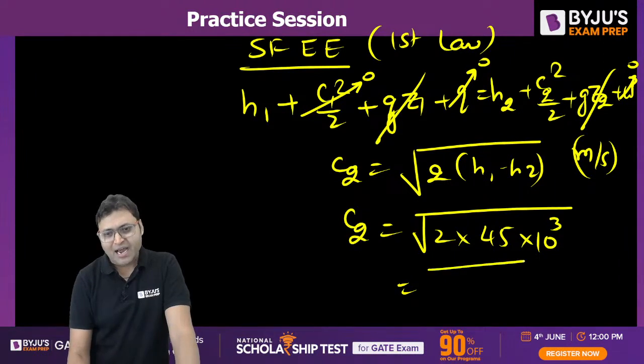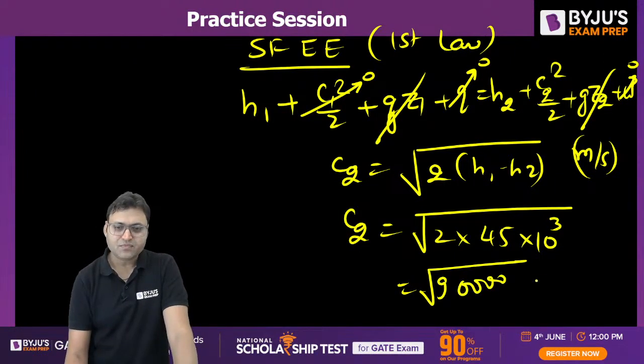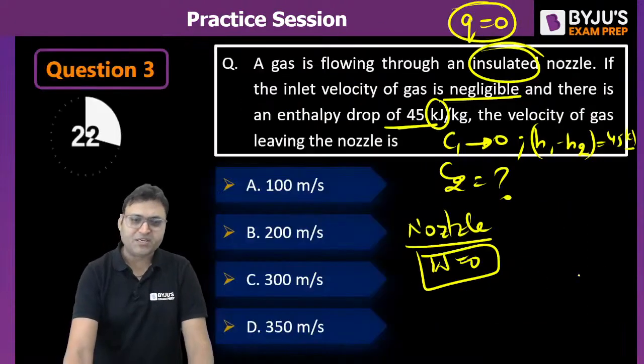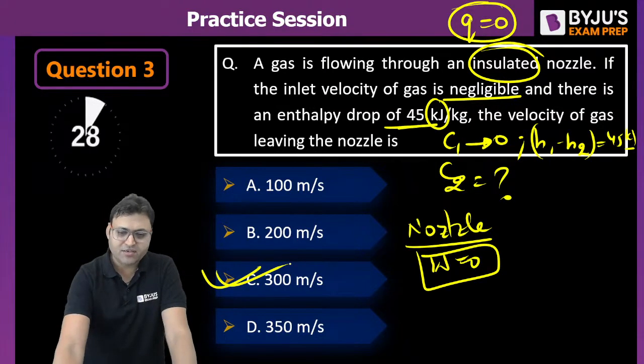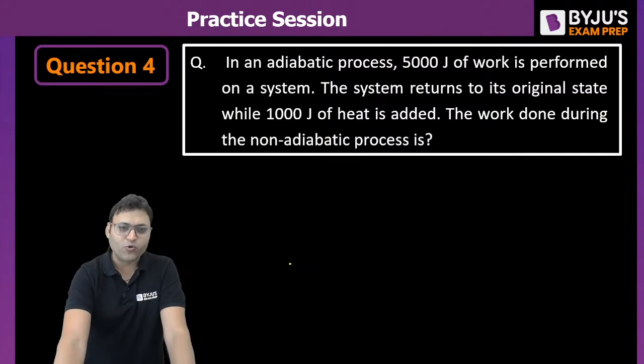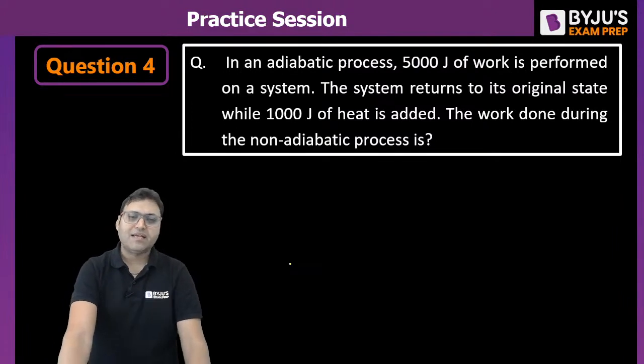So it is under root of 90,000. So it is 300 meter per second. Option C is the right answer for this one. Good. Question number 4, the next one.